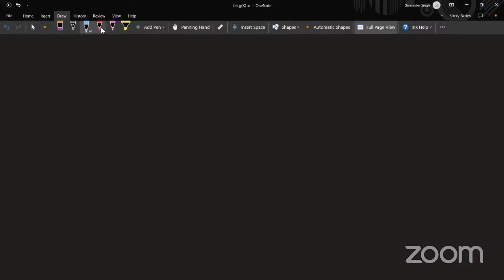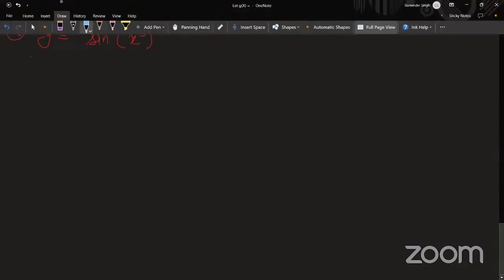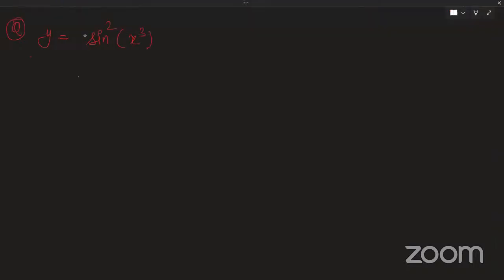Okay, let us give it a try and see. Great. So you have got y is equal to sine square of x cube. So can you just tell me for a moment, look at this function and just try to create a small web chart of this. Which function has been inserted inside which function?